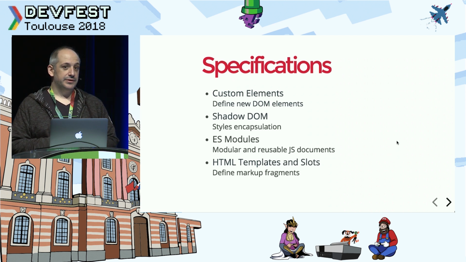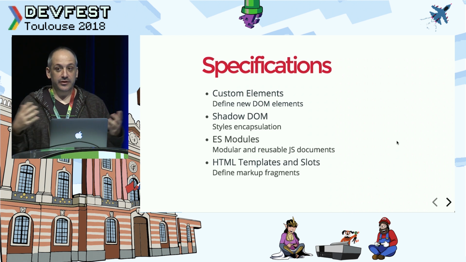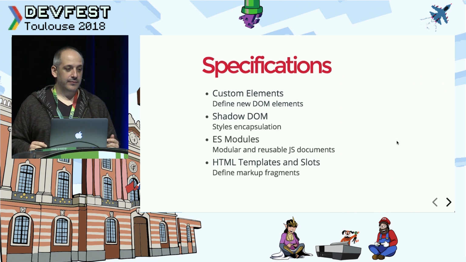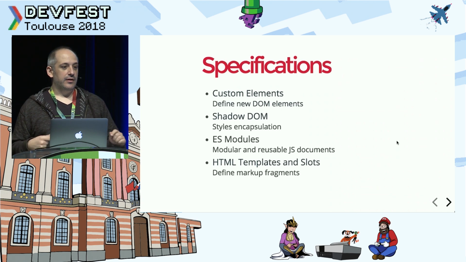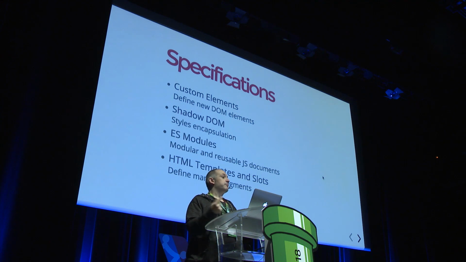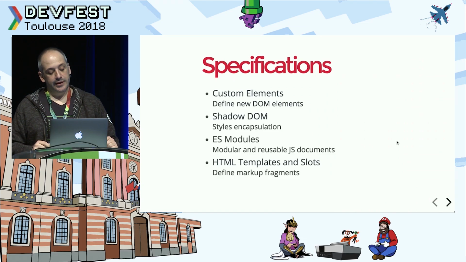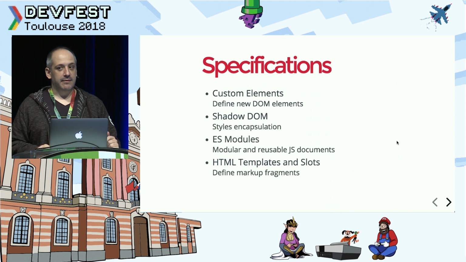ES modules, which is what we use today in almost all popular and modern web frameworks to reuse JavaScript modules across projects or in the same project. And also HTML templates and slots, which allow us to define markup fragments, which is this part of HTML that you can reuse along the project.